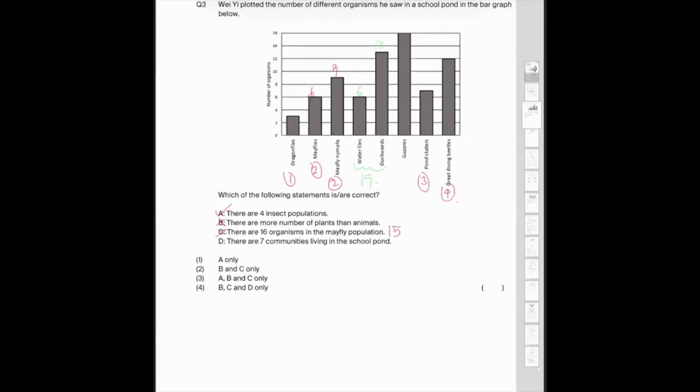Okay, and then we go on to D. There are 7 communities living in the school pond. It's not, there is only 1. So the school pond is 1 community, which is why option D is wrong. So your answer will be option 1, which is A only.